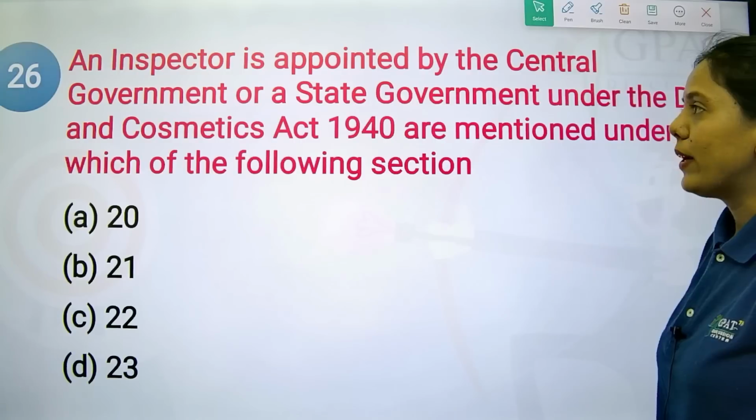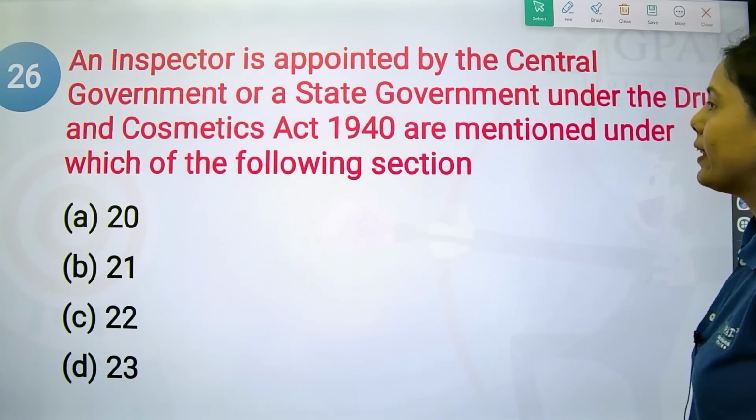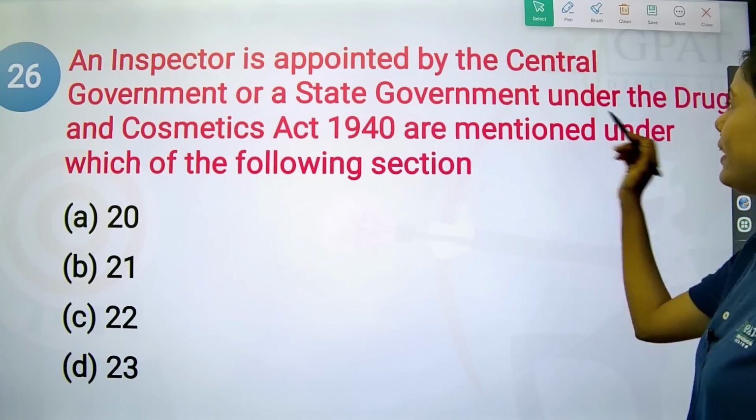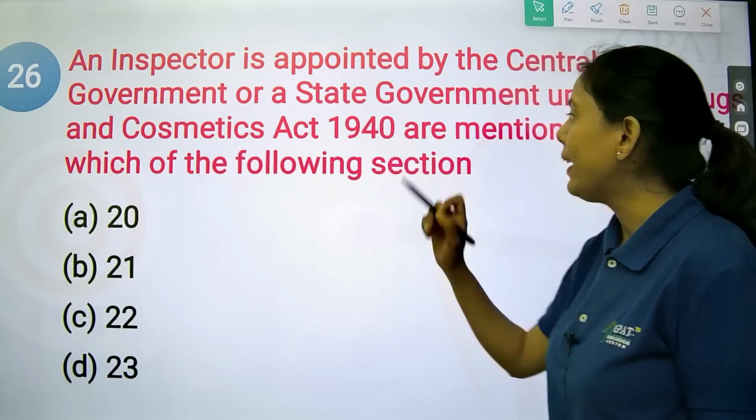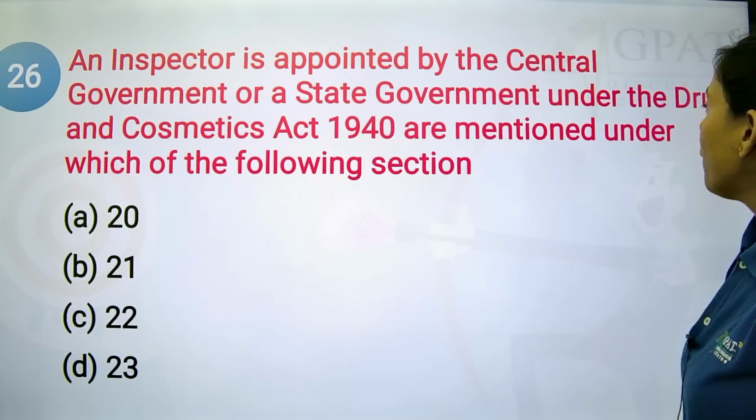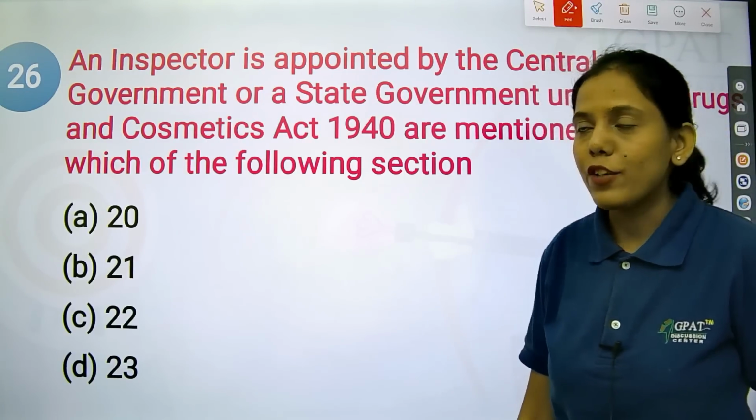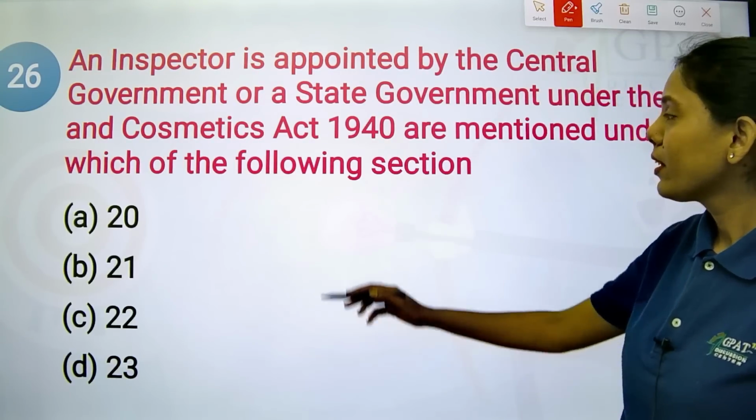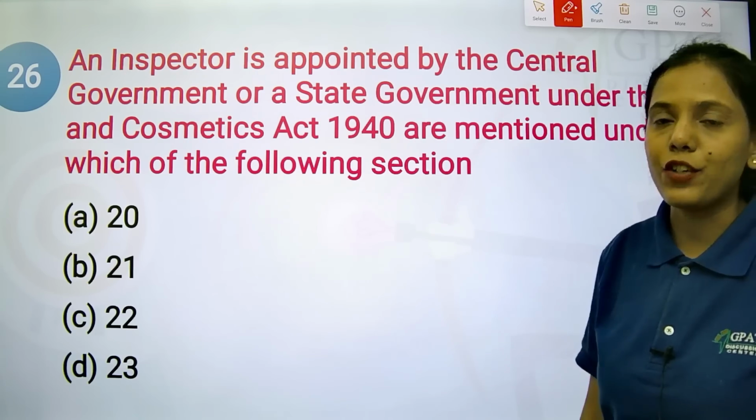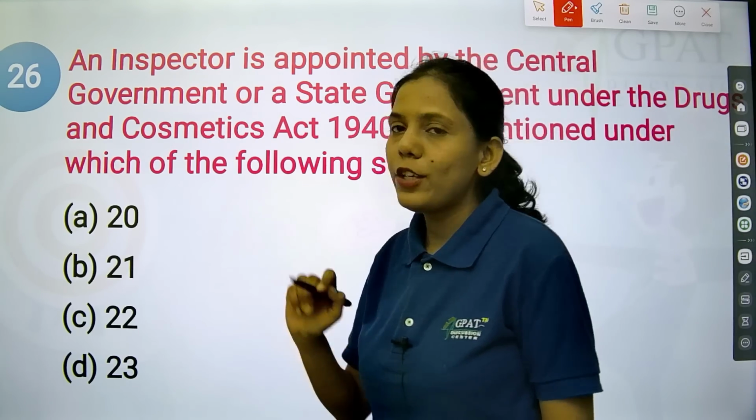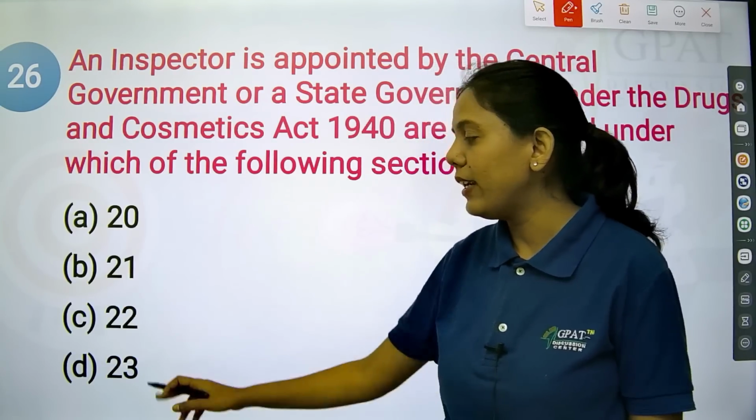Let's see the next question. The next question is: an inspector appointed by the central government or a state government under the D&C Act, that is the Drugs and Cosmetics Act 1940, is mentioned under which of the following sections? There are various sections under the D&C Act, and they are asking under which of these sections an inspector is appointed. Option A is 20, option B is 21, option C is 22, option D is 23.